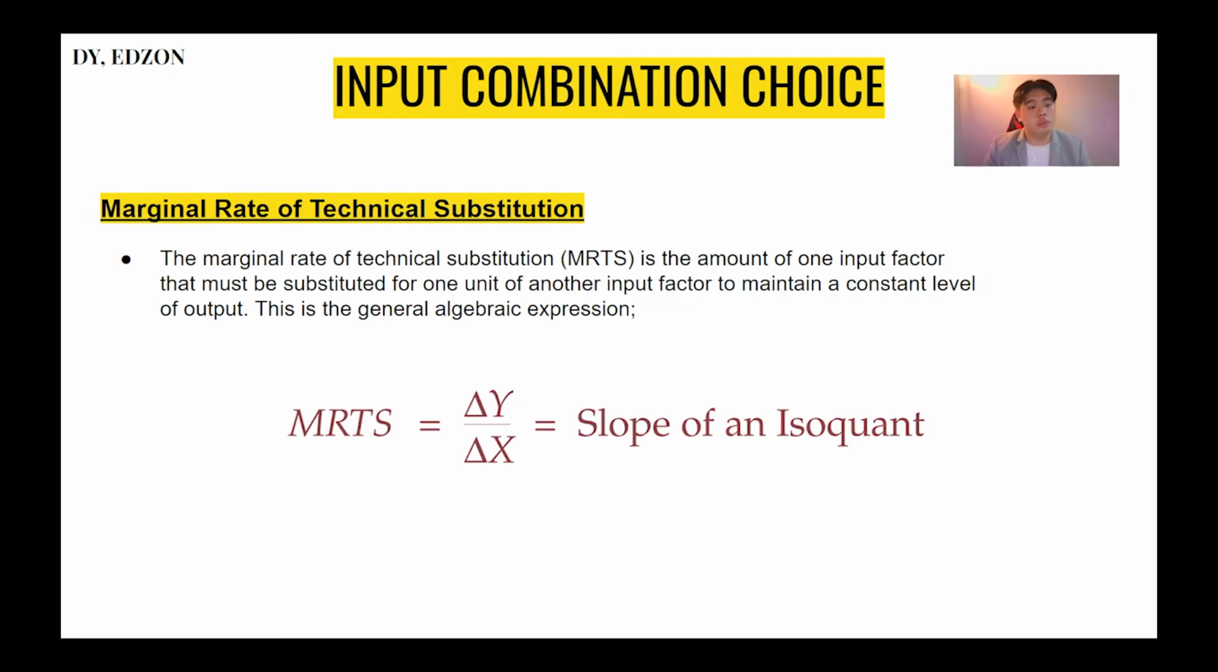So here is the marginal rate of technical substitution, also known as MRTS. This is the amount of one input factor that must be substituted for 1 unit of another input factor to maintain a constant level of output. Here below is the general algebraic expression.